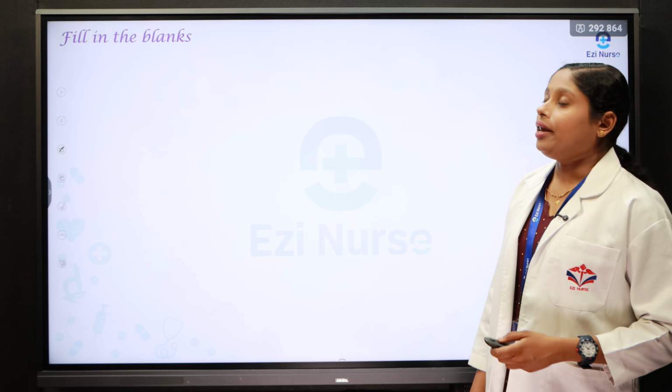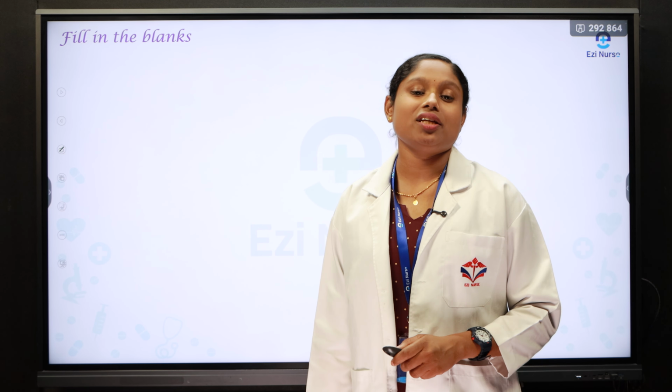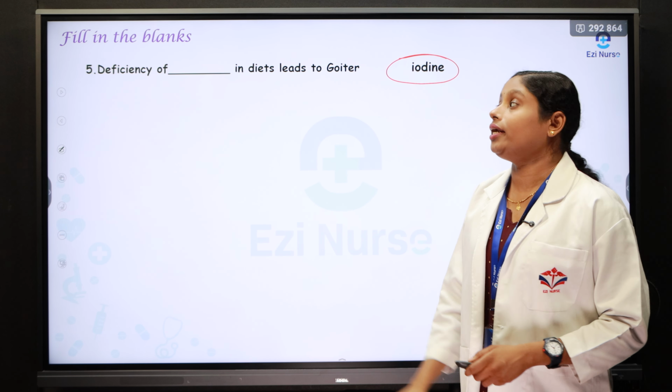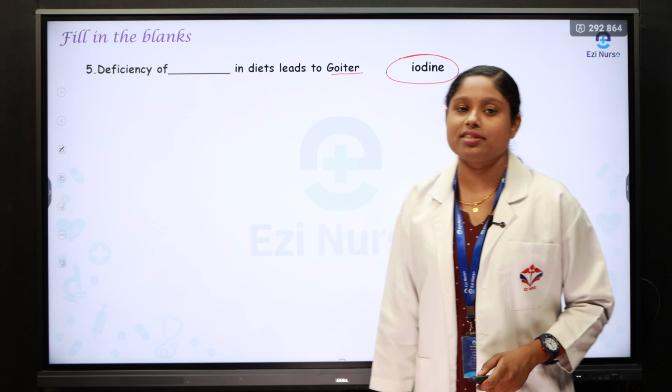Now we will discuss the next category, the fill in the blanks questions. Deficiency of dash in the diet leads to goiter. What is it? Iodine. Deficiency of iodine in the diet leads to goiter. So that is the answer.